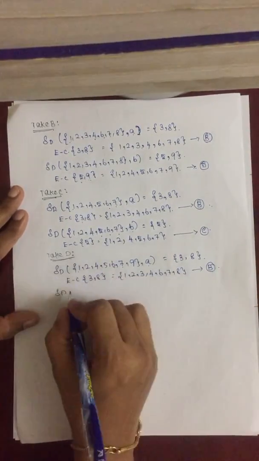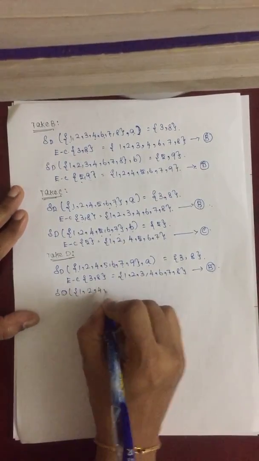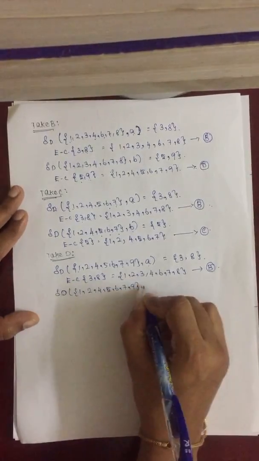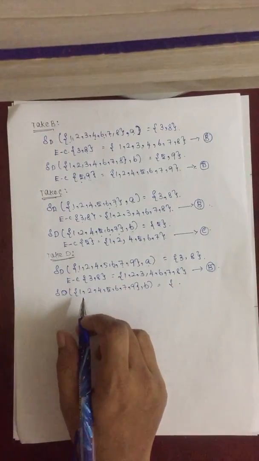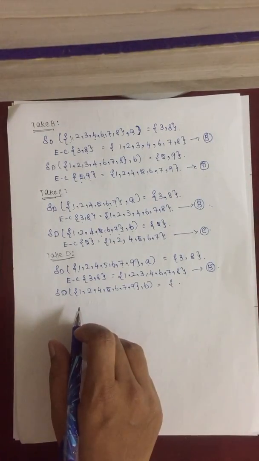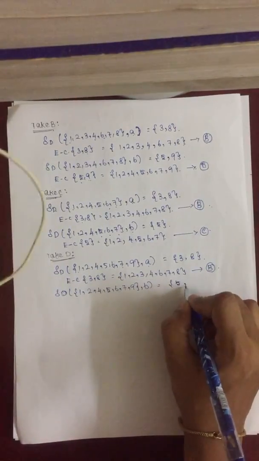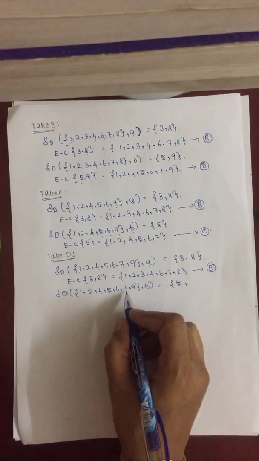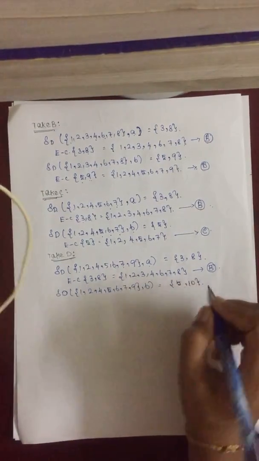Then again D with input symbol B, right? 1, 2, 4, 5, 6, 7 and 9 with input symbol B. So 1 with B, not possible. 2 with B, no possibility. 4 with B, yes it is possible, it is going to the state 5. Then again 6 with B, not possible. 7 with B, not possible. 9 with B, yes it is possible, it is 10, right?